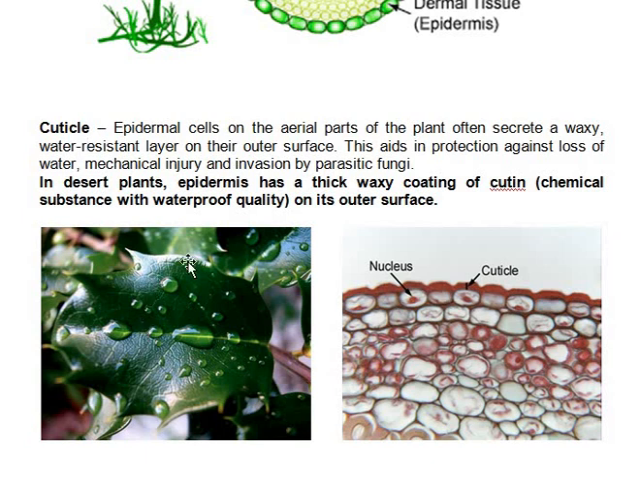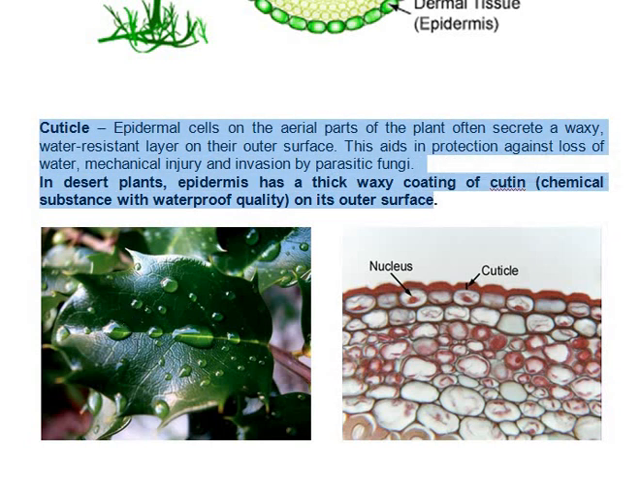Under the microscope, if you take a part of the leaf, you will find that just outside the epidermis, the outermost covering, is the cuticle, which is a waxy layer. In desert plants, it's very helpful for preventing the loss of water. It has a waterproof quality, and the material present in that waxy cuticle is the cutin. So this is one of the first modifications of the epidermis.